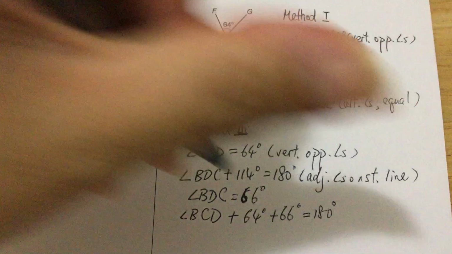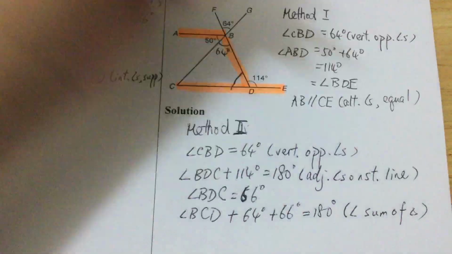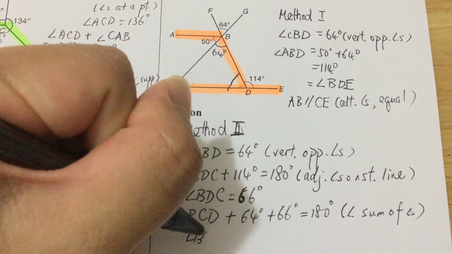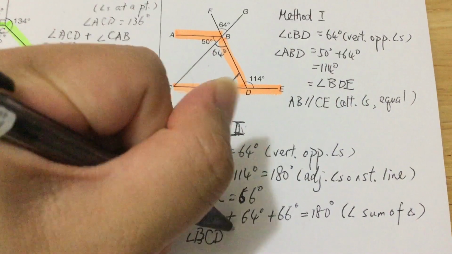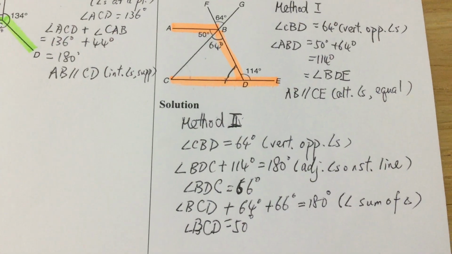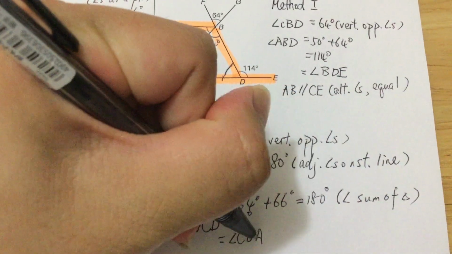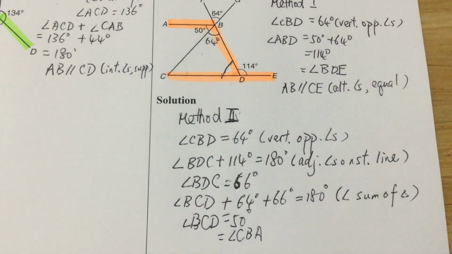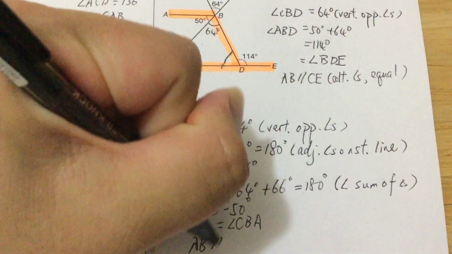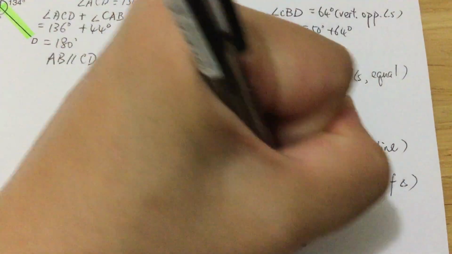We can say that this one is called angle sum of triangle. And we know that angle BCD will equal 50 degrees. Okay, we can find out this one. And luckily, this one is equal to angle CBA. So we can finally make the conclusion that AB is parallel to CE once again, but this time it's another alternate angles equal.